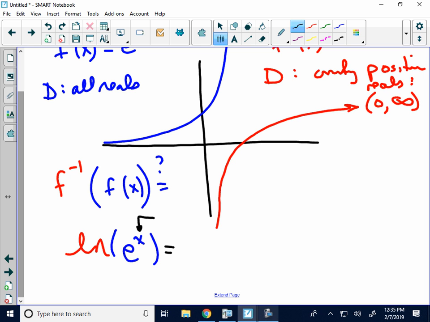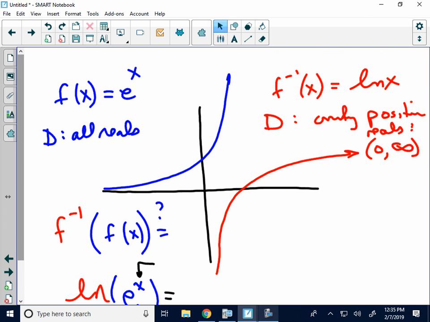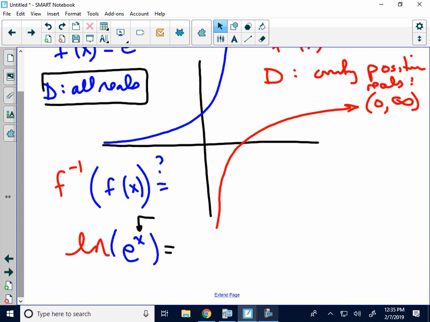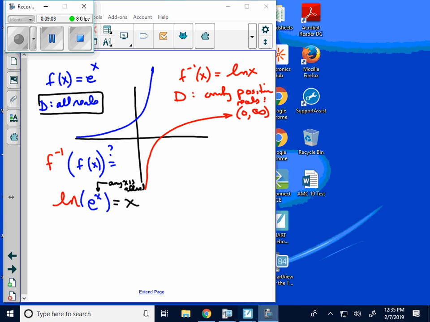Can I put in positive numbers for x? Well, let's look at the domain. The domain of e to the x was, in fact, all reals. So yes, we can put positive numbers in for x, and we can put negative numbers. Any x is allowed. And if that's the case, then we're going to come out with that x. That's perfectly okay.